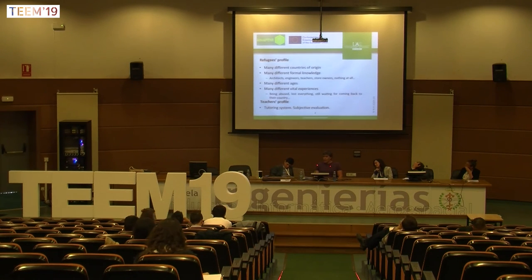what is the refugee's profile? They came from many different countries, and they came with many different formal knowledge. They lost, or they were forced to abandon their country, so they came to Europe. But it doesn't mean that they were poor or they were not educated. So some of them are architects, for example, others are engineers, teachers, some of them are store owners, others have nothing at all, no education, nothing.